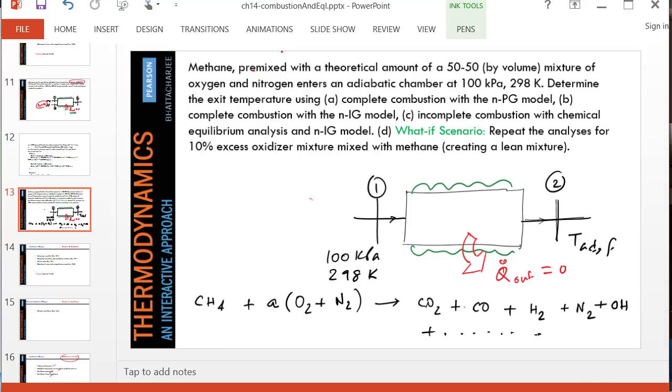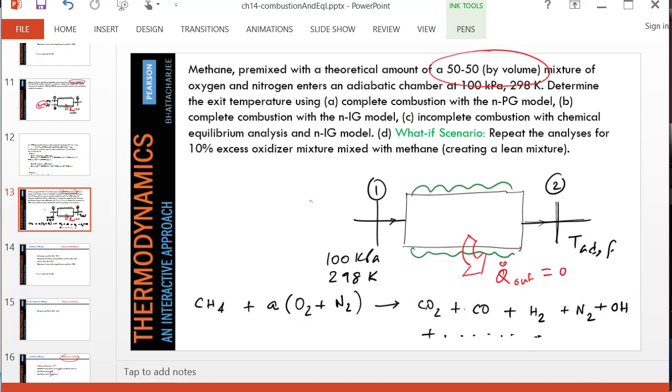Hello and welcome. In this video, we are going to determine the adiabatic flame temperature, the exit temperature in this case of methane mixed with a 50-50 mixture of oxygen and nitrogen, and the chamber is adiabatic, no heat transfer, therefore the exit temperature is the adiabatic flame temperature.